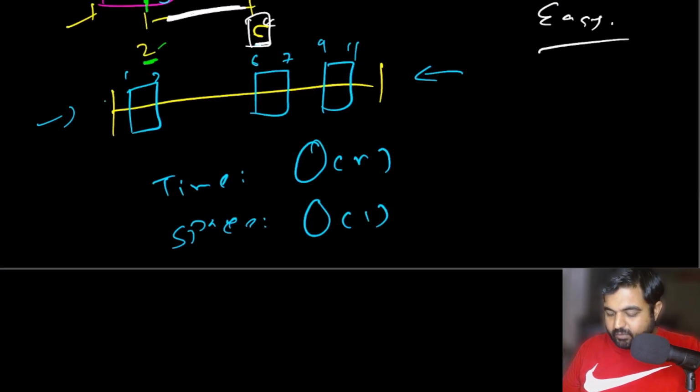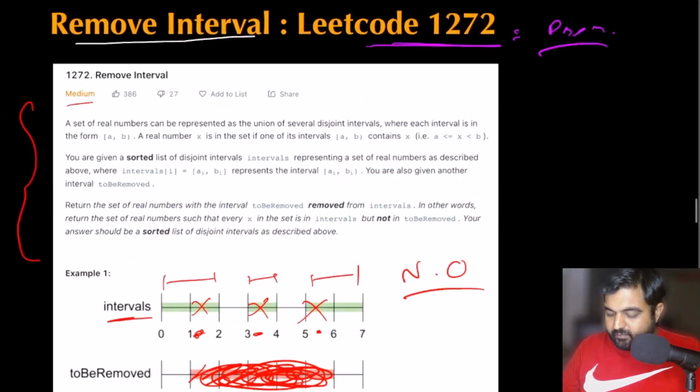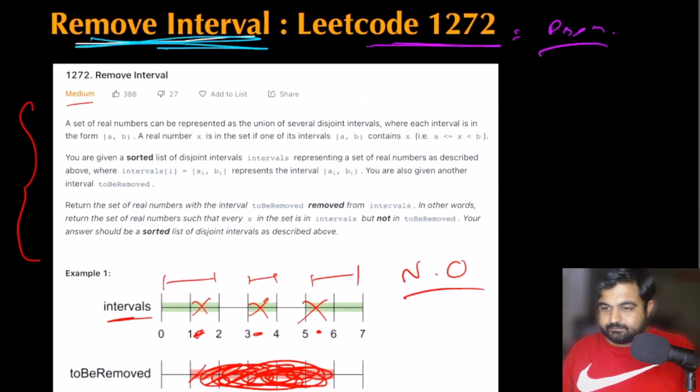But if we are not being asked and you are still using a new array list, then it could be considered as big O of n. So you can discuss with your interviewer how you want to treat the space complexity. And this is the whole solution. Now let's move on. I'll show you the coding part for this remove interval problem.